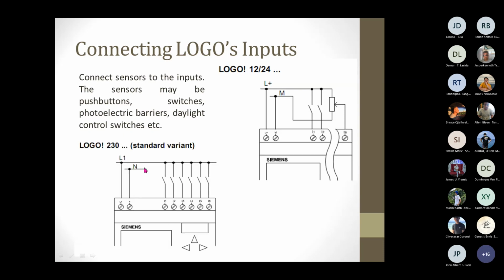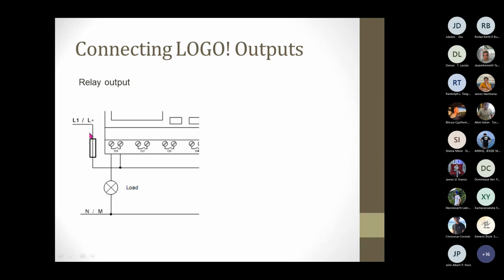For the 230 volt variant, all you need to do is connect one of the switch terminals to line 1, and of course the other terminal to the input address, I1, I2, up to I20. That's how we connect the input of the PLC. For the output of the PLC, since this is a relay output, one of the terminals of the load is connected in series with the switch.